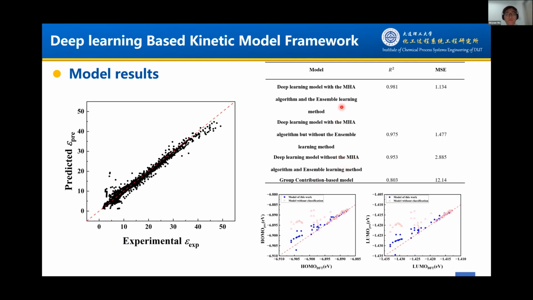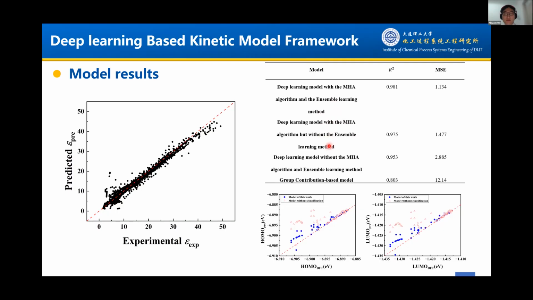We can see from the table that the R-square of our tailor-made deep learning model reached 0.981, outperforming the other models. However, we have to say that compared with the model with the multi-head attention algorithm but without the ensemble learning method, we are only a little better than it. So, is the ensemble learning method not necessary? Well, we don't think so.